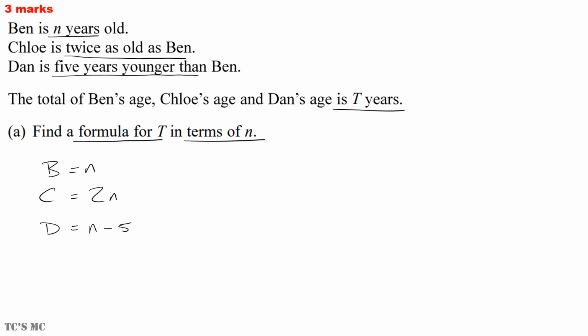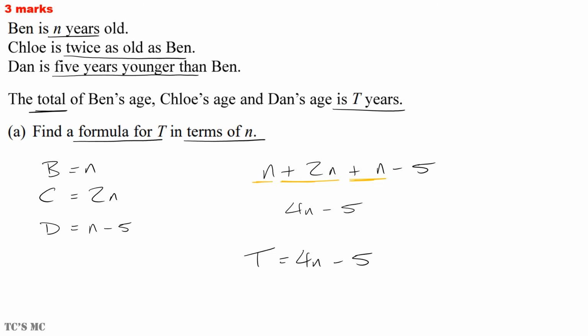Now, because it said total, I'm going to add them all up. n add 2n add n subtract 5. So I've got n, add 2n, which is 3n, add n, which is 4n, and then I've got 4n subtract 5. Now I have 2 marks. Because it said the word formula, for t, we need to say t is equal to 4n subtract 5. And that is our third and final mark.